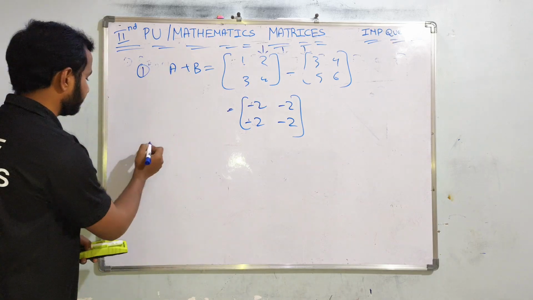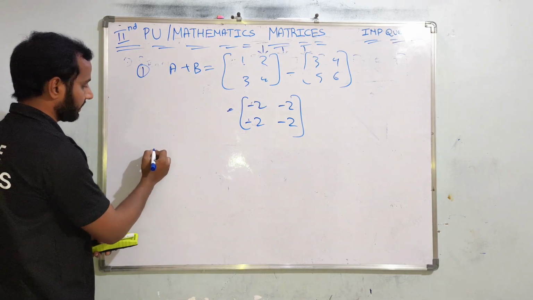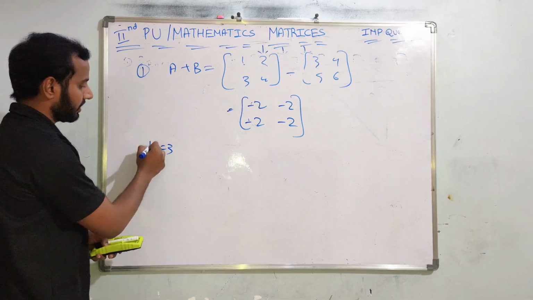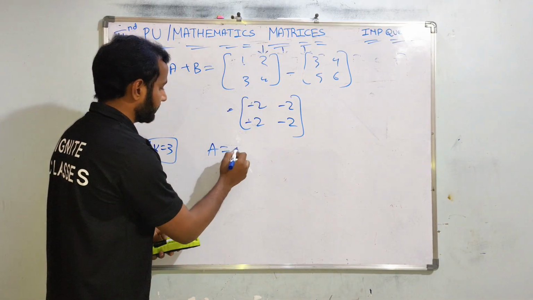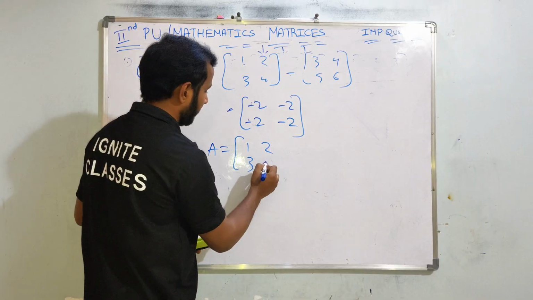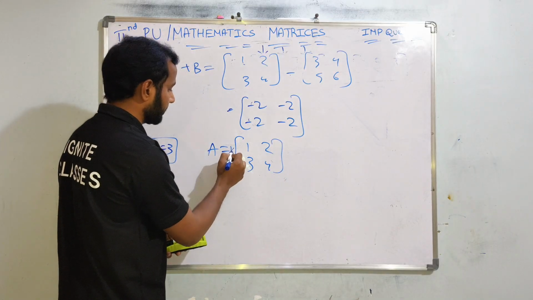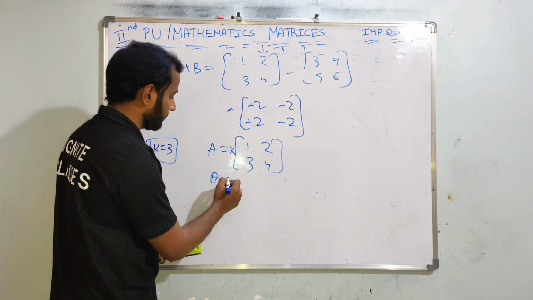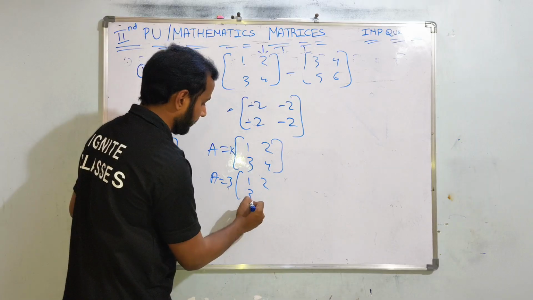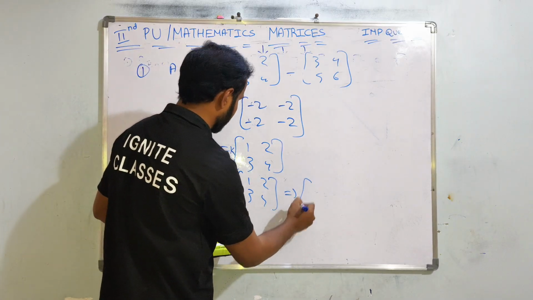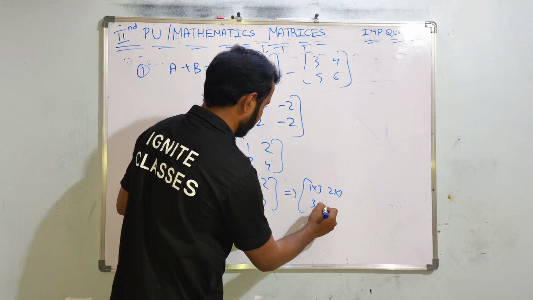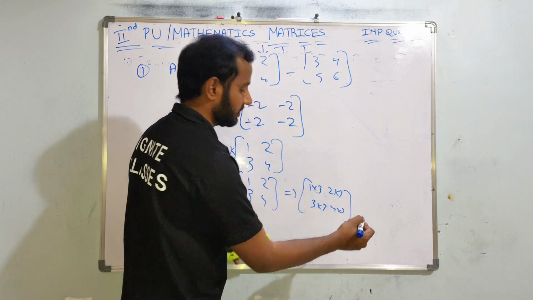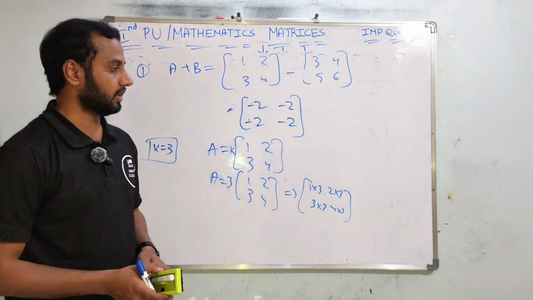Now next comes your scalar multiplication of the matrix. Let k equal to 3 be your scalar. Let us take a matrix 1 2 3 4, then multiplying it by the scalar, where the value of k is 3. We'll get 1 into 3, 2 into 3, 3 into 3, 4 into 3. This is known as scalar multiplication of the matrices.